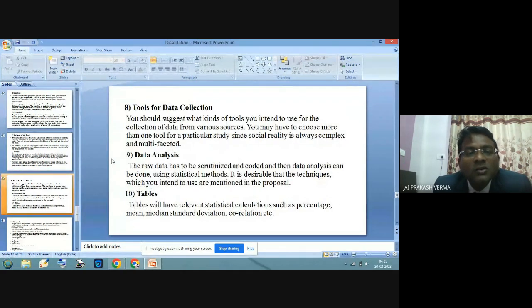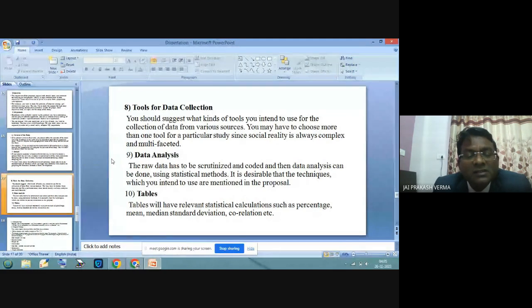Tools for data collection. Tools are very important. You should suggest what kind of tools you intend to use for your collection of data from various sources. You may have to choose more than one tool for a particular study, since social reality is always complex and multi-faceted.